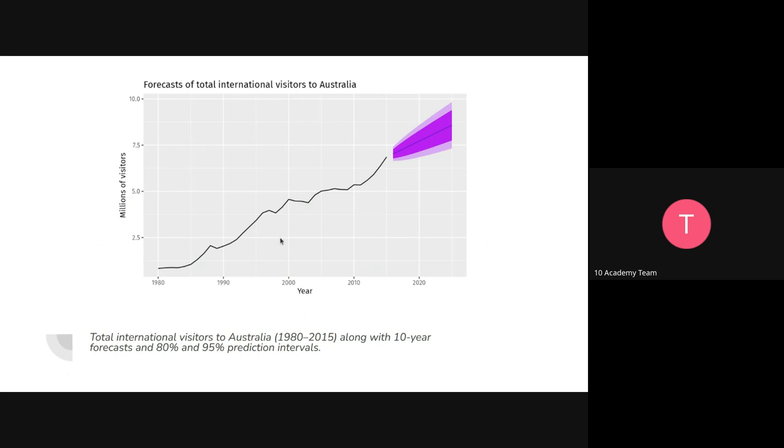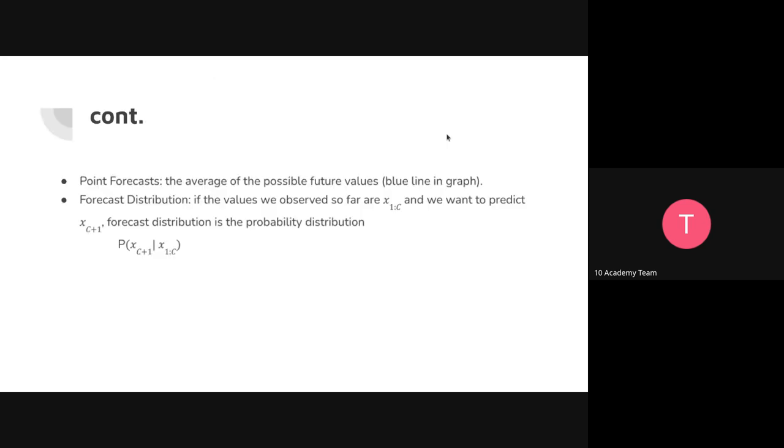Think about it, if this is the stock price, this is not actually the stock price. This graph is the number of visitors to Australia over years, and then they stopped at some point. So this is an old graph. And then they predicted the number of visitors in the future. This band is the interval, and the line in the middle is the average of all possible future predictions, the middle of my prediction interval, and I call this the prediction point. Okay, so this is just terminology on how this works.